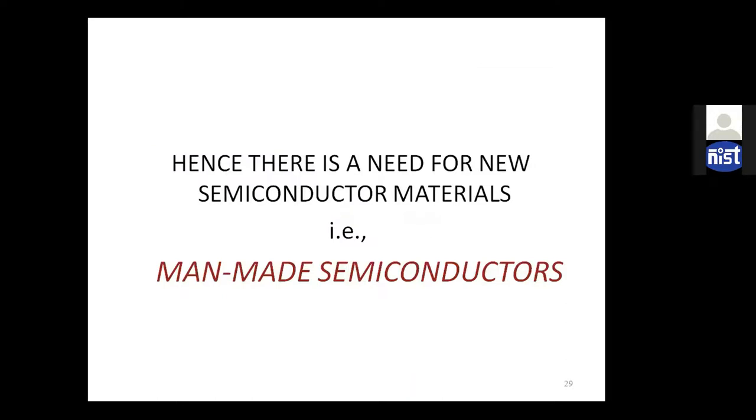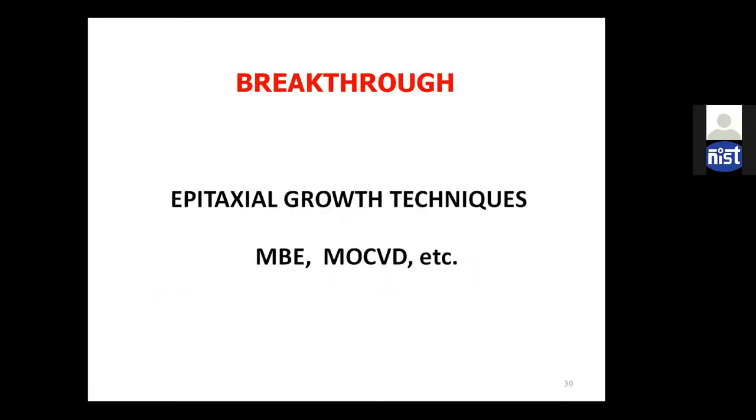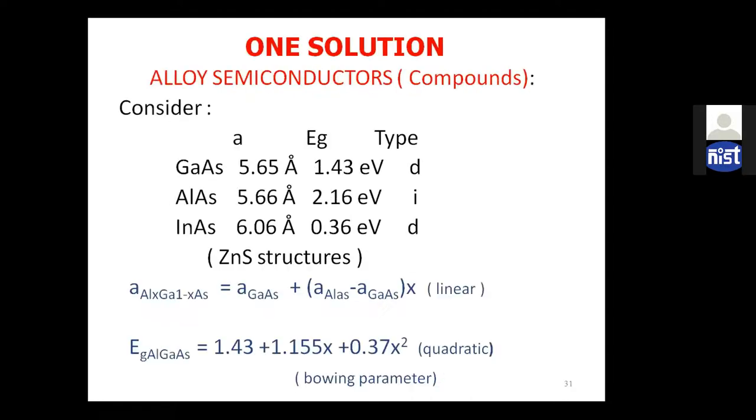Hence there is a need for new semiconductor material, known as man-made semiconductors. The breakthrough came with epitaxial growth technology. After MBE and MOCVD were developed, we can easily make man-made structures, and a variety of devices can be prepared or designed. So one solution is to make an alloy.